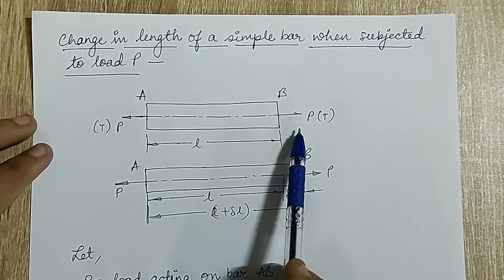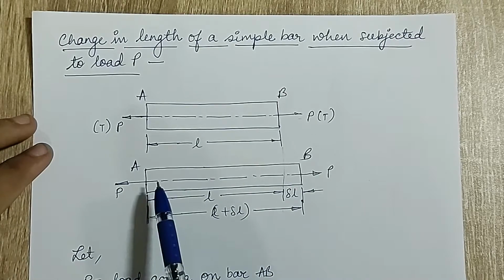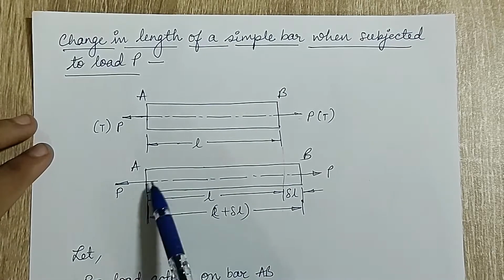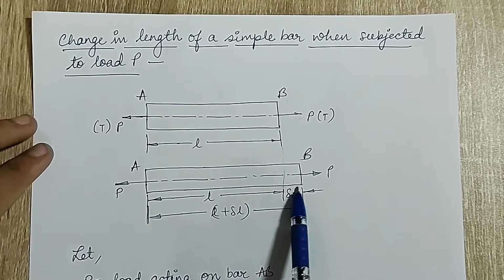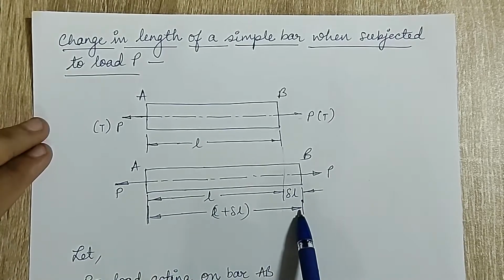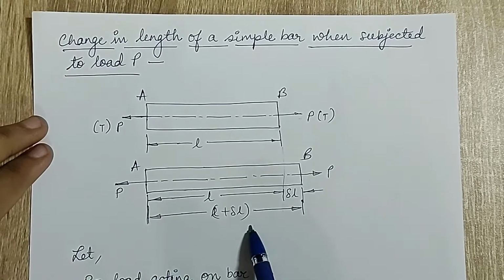When I apply a tensile load, there will be elongation as we have discussed in the previous session. So the bar elongates and you can see the length was L and there is a small change in length delta L. So the total length of the bar now becomes L plus delta L.